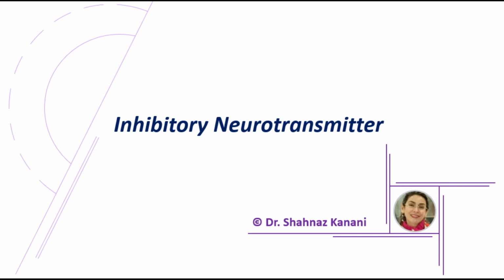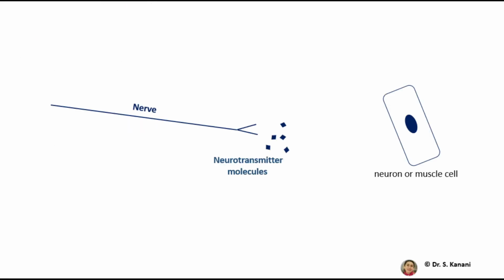In this video, I will explain what an inhibitory neurotransmitter is. Here we have a nerve to communicate with the effector cell, which in this scenario would be a neuron or muscle cell. The nerve releases neurotransmitter molecules. Then these molecules diffuse toward the membrane of the cell that we have here.